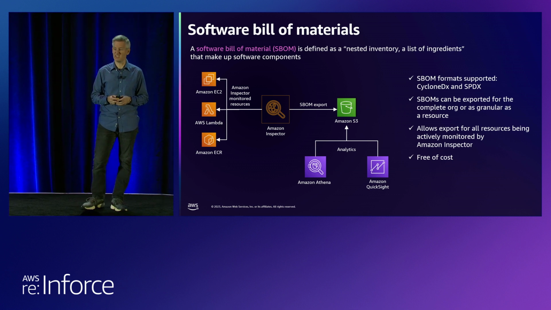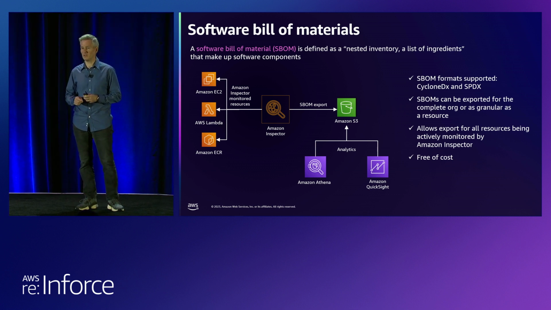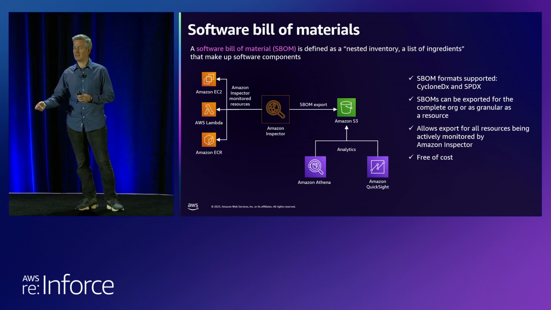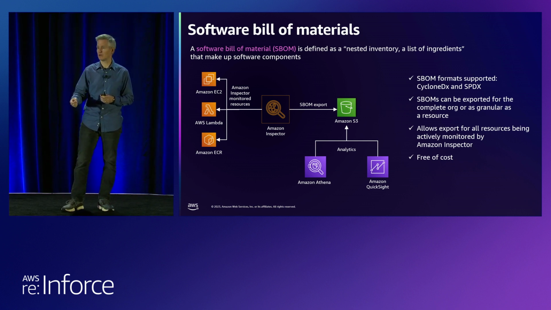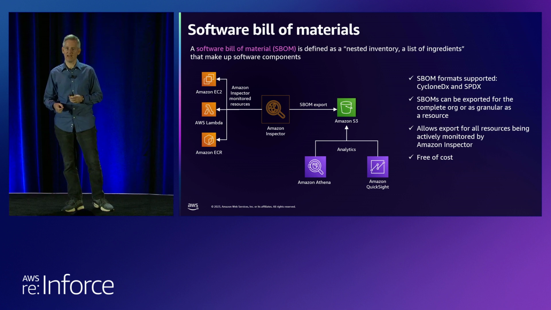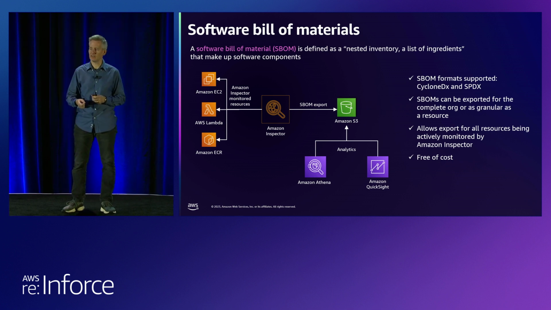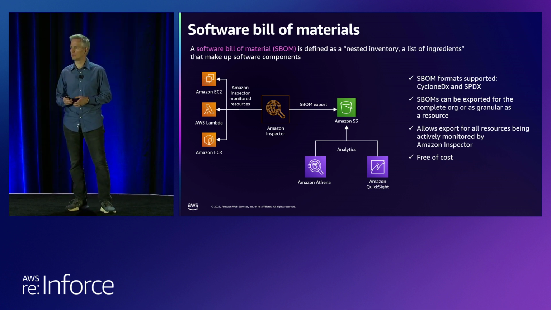And it's really just as easy as giving it an S3 bucket location, giving it a KMS key, and saying what format you want the data in. And we support 2 standard formats today, CycloneDX and SPDX, and in the future, we'll support more as well.